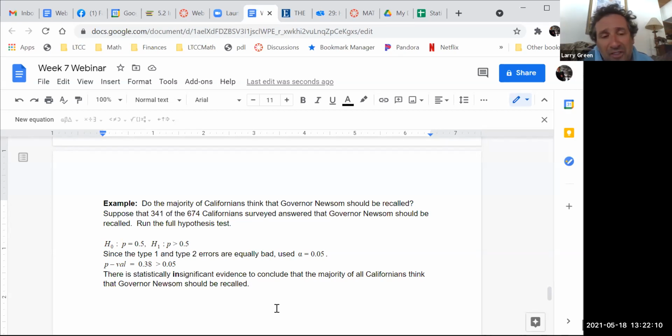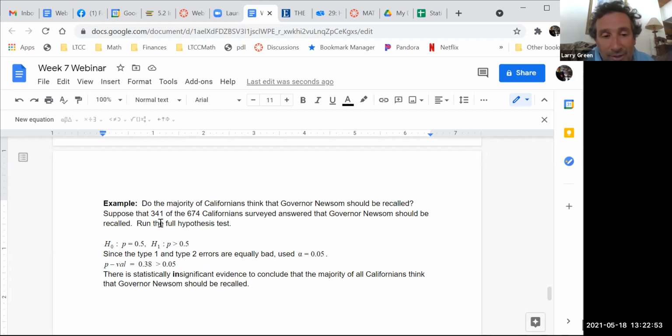Okay. And just to note, I'll say it but not type it, because I said it's less important, but it's something you should still know. And that is, if you want to interpret the p-value, then you would say that if exactly 50% of all Californians think that Governor Newsom should be recalled, and if we asked another 674 Californians, then there would be a 38% chance that at least 341 of them would think that Governor Newsom should be recalled.